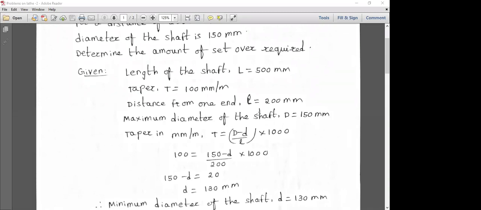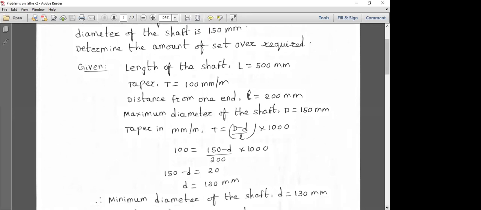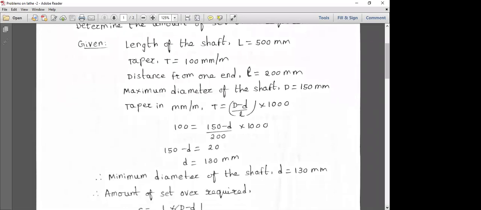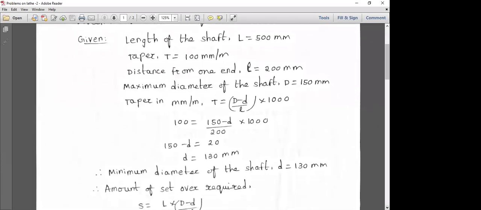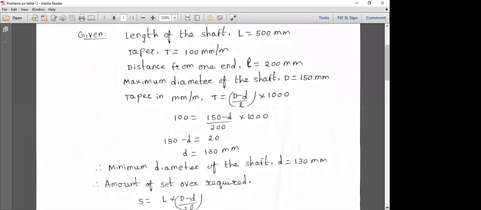So you just try to see this. You have calculated the small end diameter, small d, that is 130 mm. So next, what he has asked is the amount of set over. So what is the amount of set over? You just try to see in the last class.